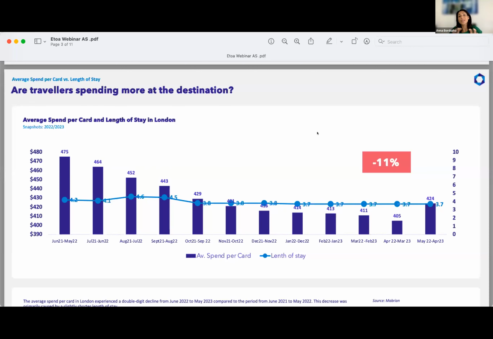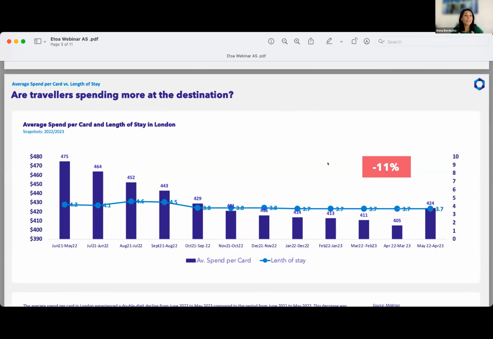In some of the insight, we will also compare this data to the same period of the previous year. So let's see what we can see here. Let's see if there is any change in the spending, if the visitors that we have in this period are spending more or less per month, on average, during the analyzed period.